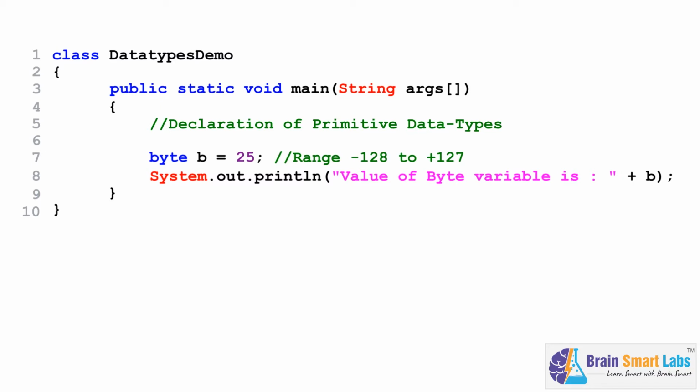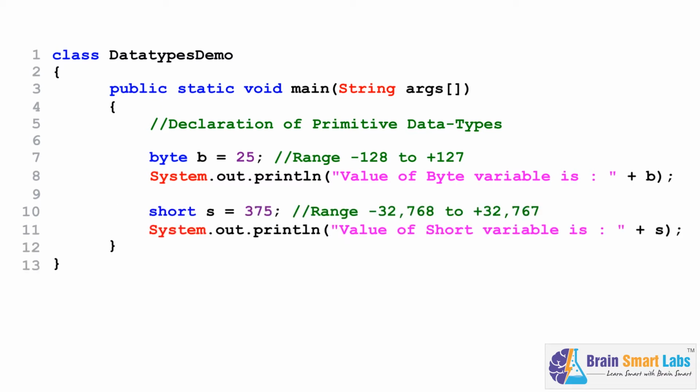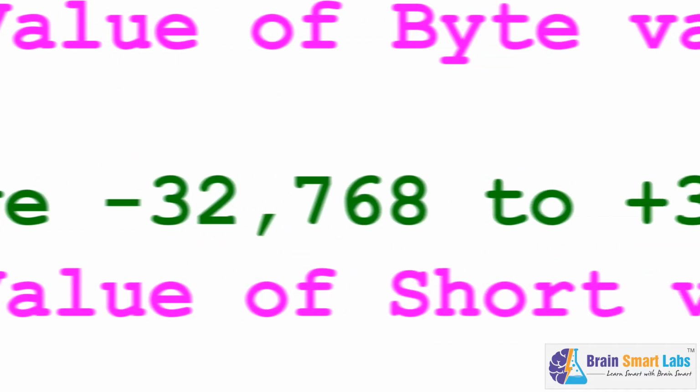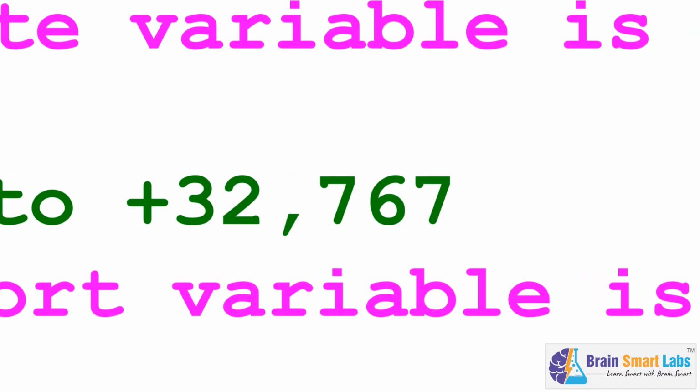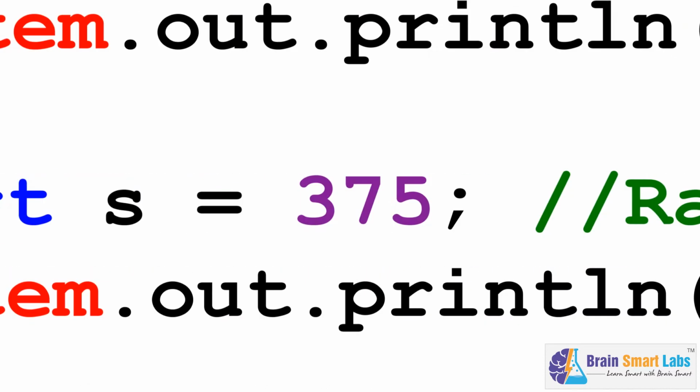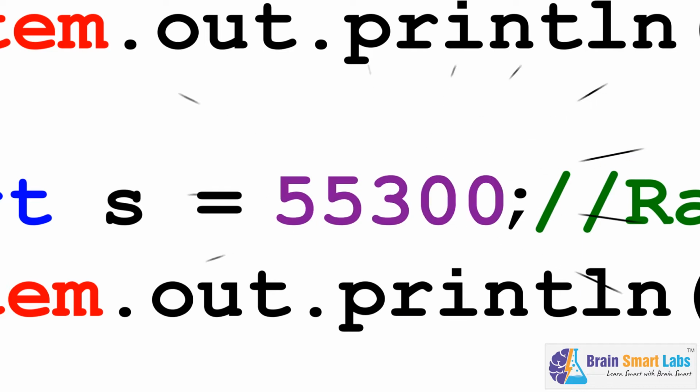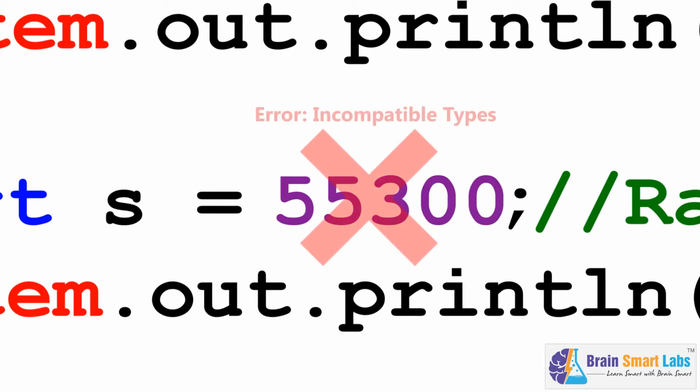Next we have the data type short, whose values can range from -32,768 to +32,767. Again, as it happened with byte, if you are feeding a value which crosses the prescribed range for the short data type, for example 55,300, you will get the same compilation error as shown here.